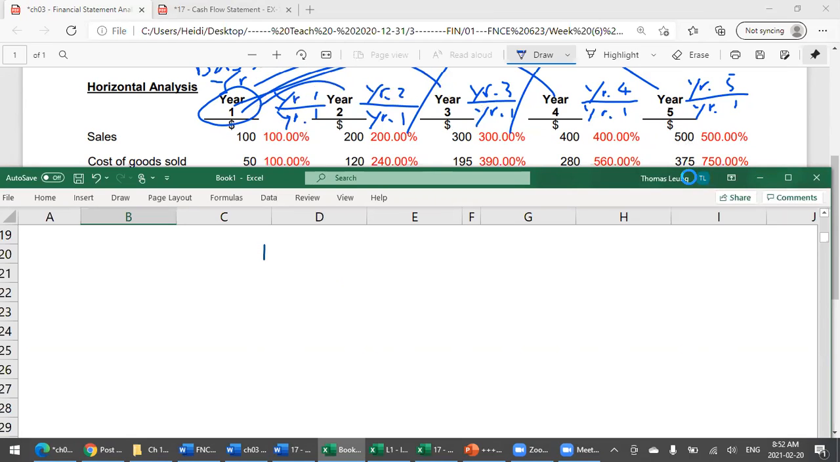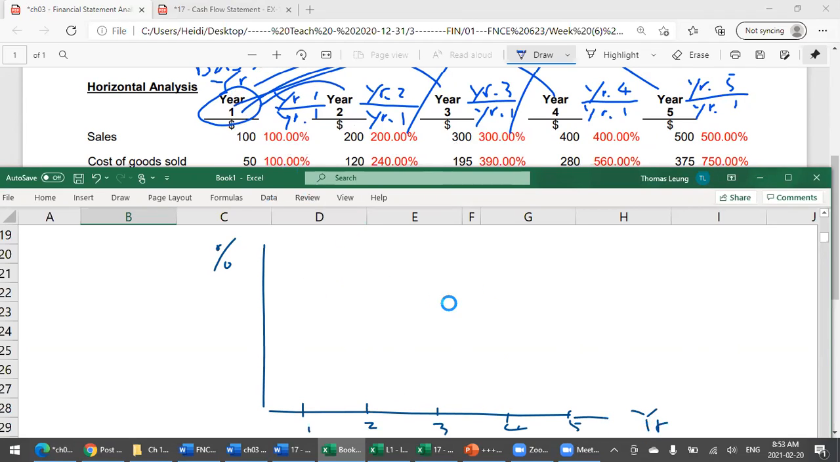Now, I want to base on these percentages to draw a graph. So the x-axis is the year 1, year 2, year 3, 4, 5. Let's finish this before we take a break, okay? So the x-axis is telling you the year, and the y-axis is showing you the percentage, okay, on year 1.